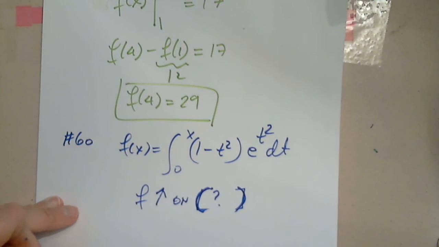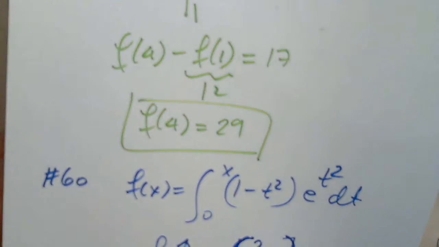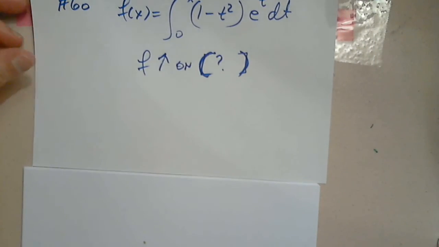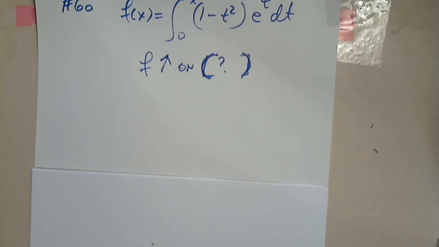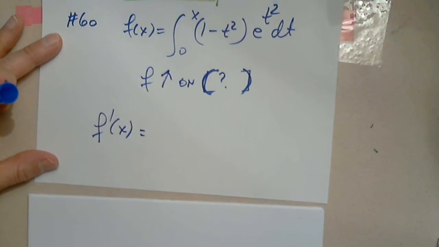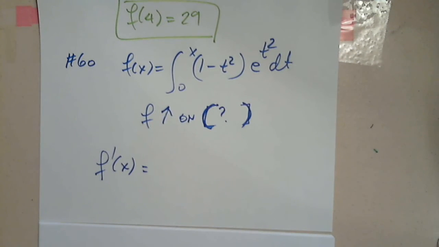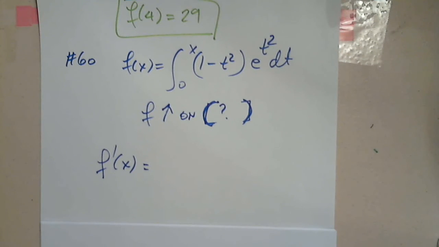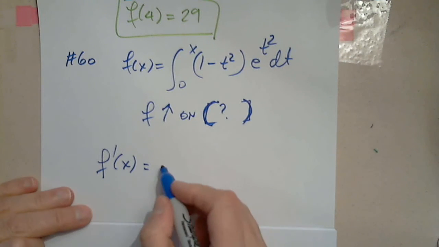So we know that a function is increasing or decreasing depending on the derivative. I have to differentiate, and then study the derivative. So what do I get when I differentiate? It would be 1 minus x squared.